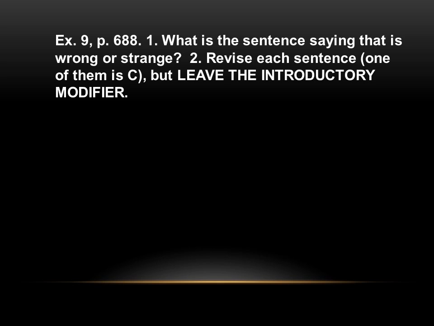Let's do the first one together, just so you know what you're doing. Okay, number one says walking through the main gate, comma. And what's it saying that's strange? Well, it says that the swimming pool is walking through the main gate. Swimming pools do not walk. But that's what that sentence says.